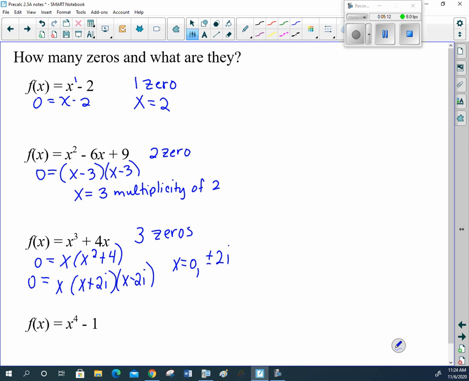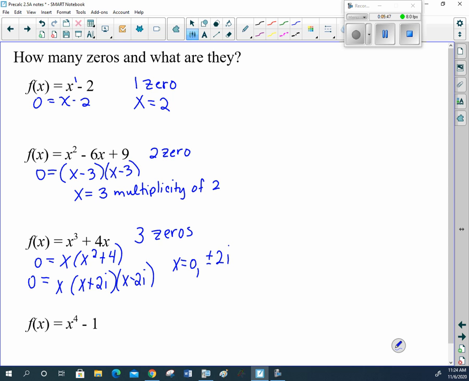This question came up on the test. The one thing you've got to remember about imaginary numbers, and I don't know that I stressed this, but I just assumed that you guys all knew it: imaginary numbers always come in pairs. You'll never have a single imaginary number. If 2i is a solution, its conjugate pair is a solution. So 2i and negative 2i, always. If 4 plus 5i is an answer, then 4 minus 5i is an answer. Imaginary numbers always come in conjugate pairs.